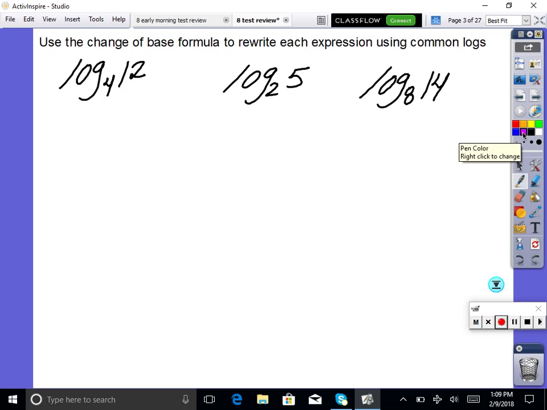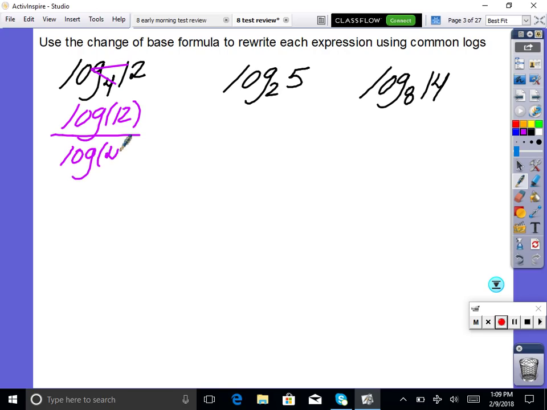Okay. Change of base formula, guys, is log of the big thing divided by log of the small thing. So log of 12 divided by log of 4. It does say just to use this to rewrite it as common logs, but we'll calculate it. The point of the change of base formula is to be able to type it into our calculator.